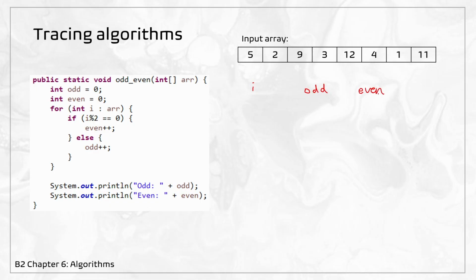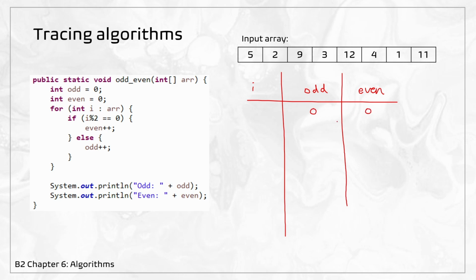I takes the value of every element in the array, and odd and even change depending on the value of the input array. So now let's fill in the table. Let's just divide them into columns over here. Initially, I doesn't have a value, and odd and even are at 0. So let's just write 0 for both of them here.